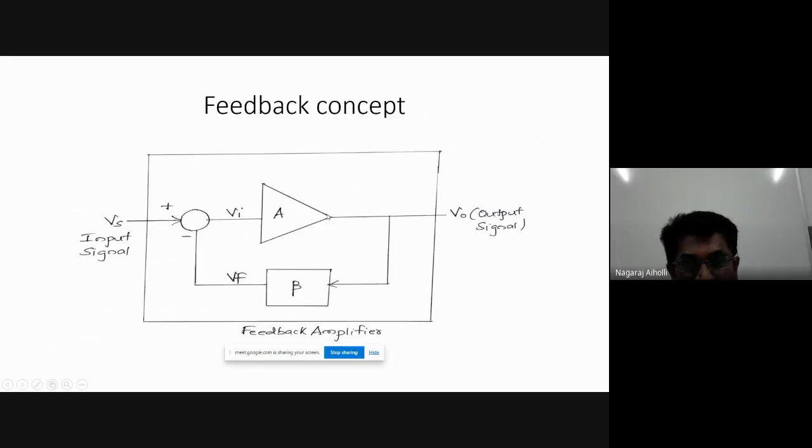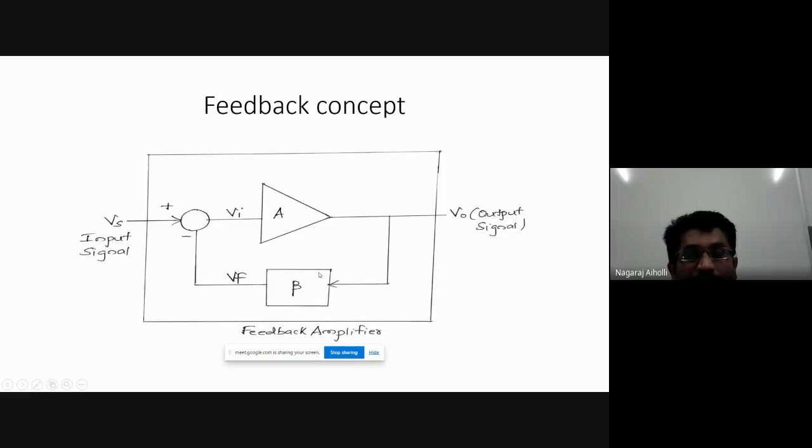Voltage feedback means that whatever output voltage is obtained from the amplifier, if a portion of that voltage is collected and applied as input to the feedback circuit, then it is called voltage feedback. If we are tapping off the current from the output of the amplifier and applying it as input to the feedback circuit, then that is called current feedback.